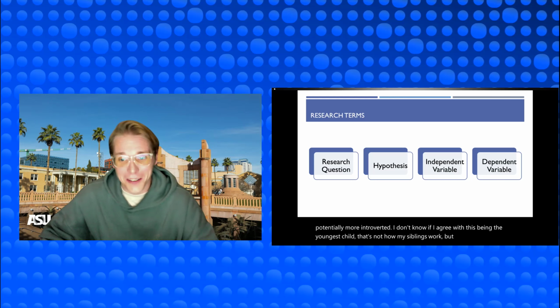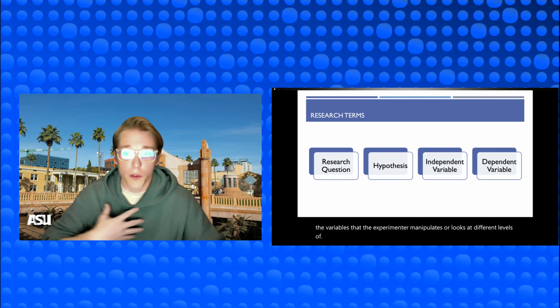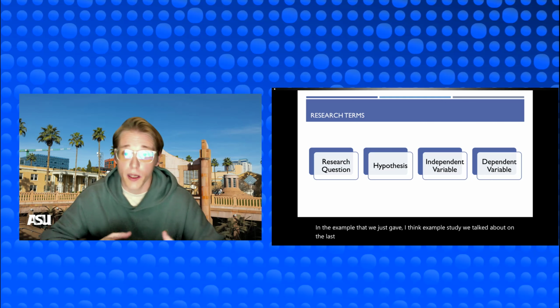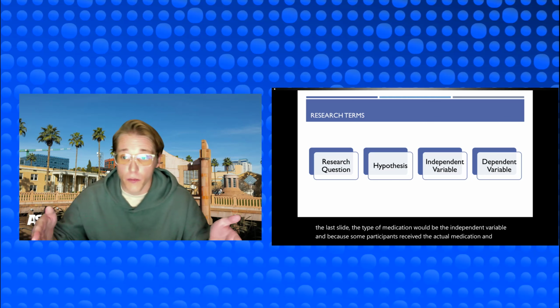When conducting research, we have different types of variables, including independent variables and dependent variables. Independent variables are the variables that the experimenter manipulates or looks at different levels of. In the example study we talked about on the last slide, the type of medication would be the independent variable.